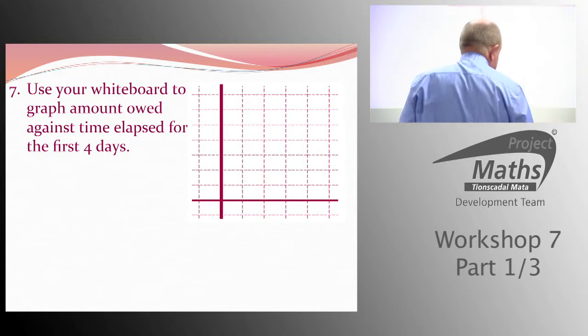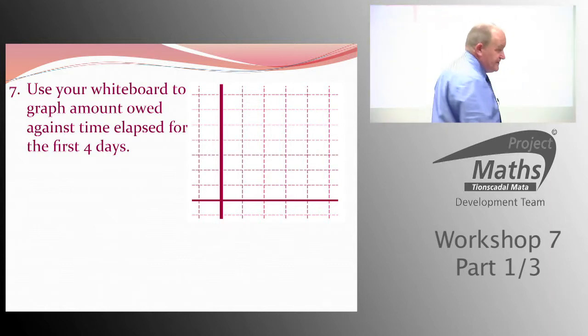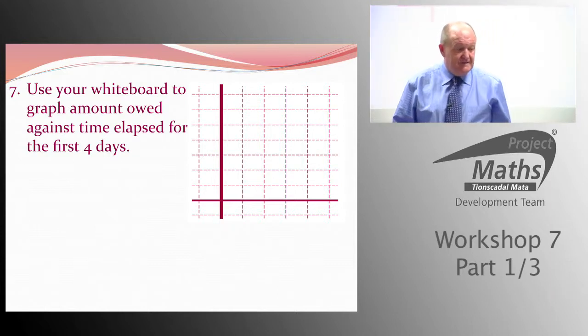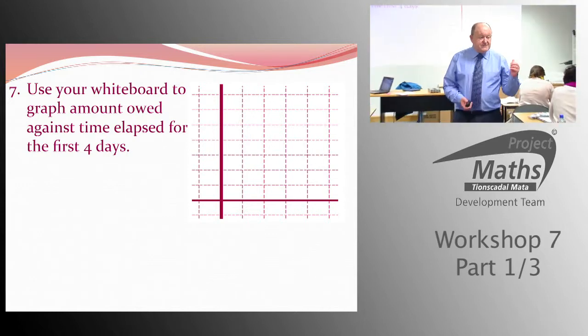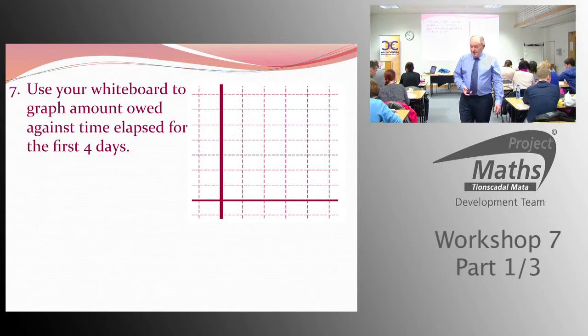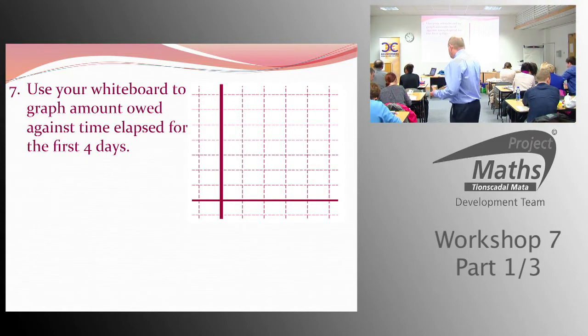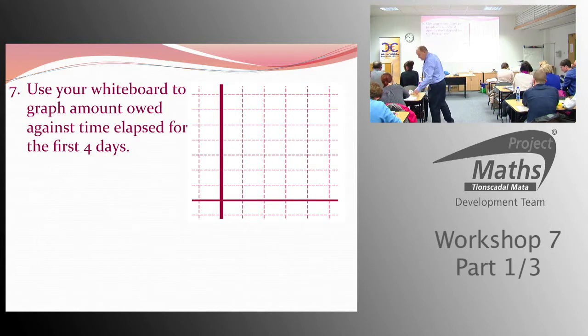So have a go at that. What you want to do is plot for the first 4 days the amount of money for the first 4 days. So you have 4 sets of couples. And again, I would say label the axes again. You can use the back if you want to. That was only day 2.